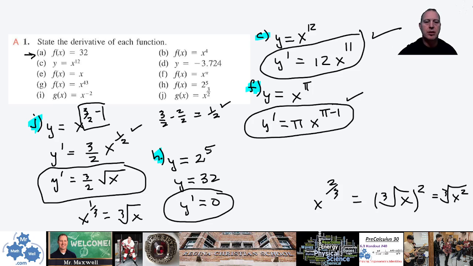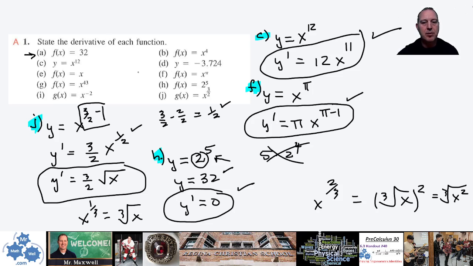And let's see, h, okay, beware here. Don't say 5 times 2 to the 4. No. Why? Because this is not an x, so the power rule doesn't apply. 2 to the 5 is actually a constant, right? It's 32. So the derivative of a constant is 0. Don't get caught up there.